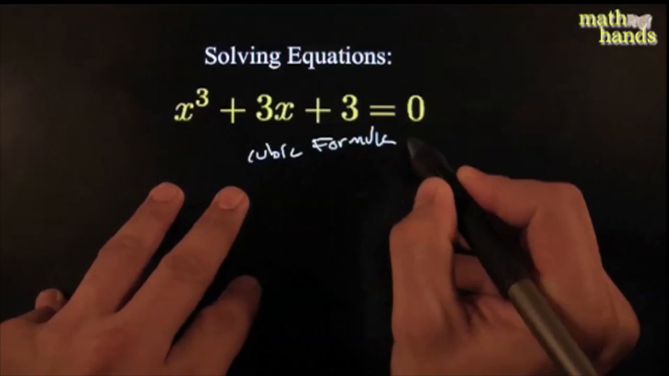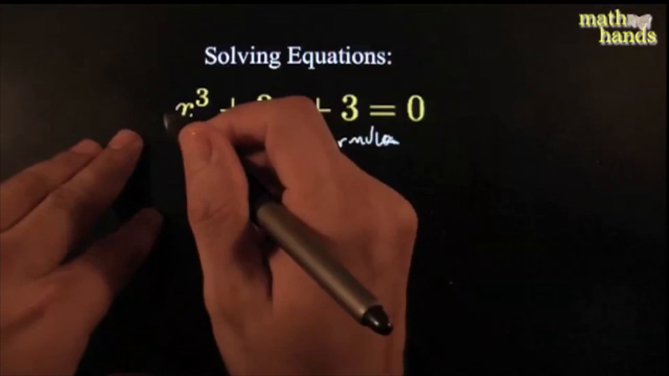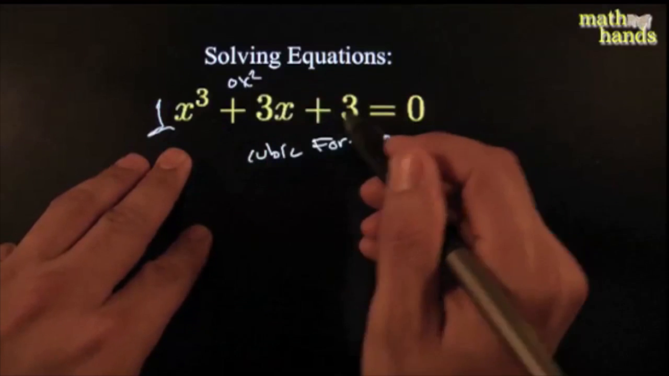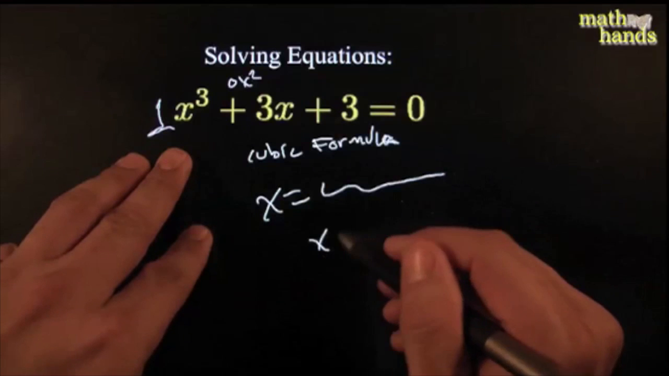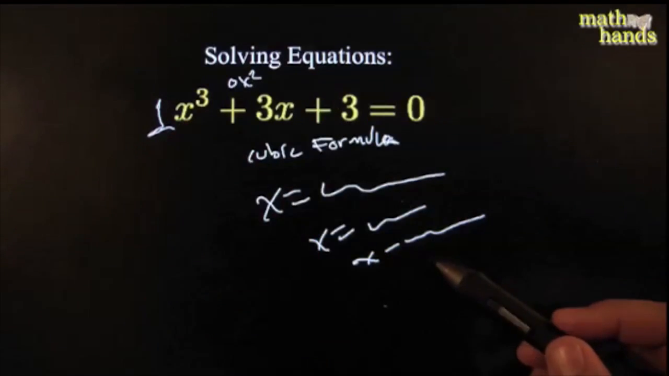Cubic formula, it's sort of a template in much the way that the quadratic formula is a template to solve all of them. So you just look at your coefficients. 1, there's 0x squared, there's 3, so you just plug it in. X equals blah blah blah, and x equals blah blah blah, and x equals blah blah blah. Degree 3 will have 3 solutions.